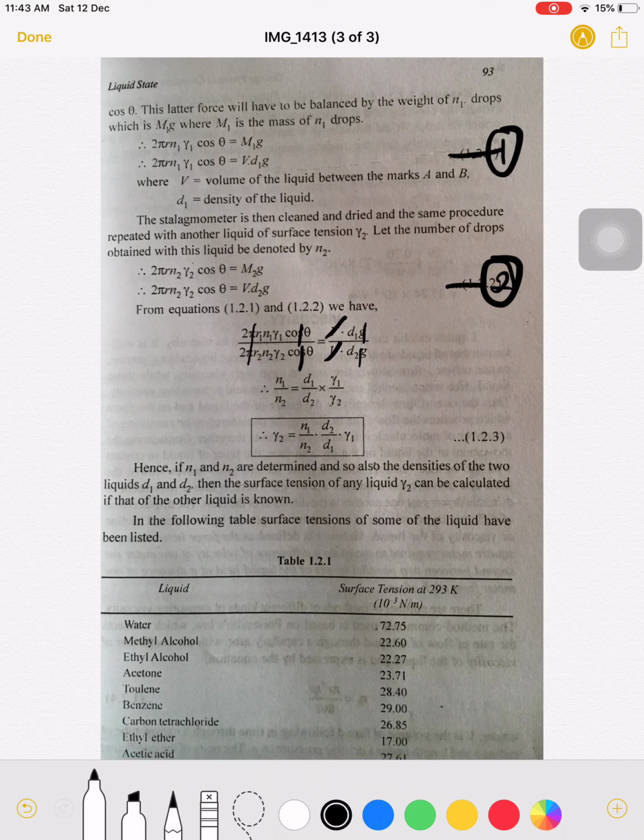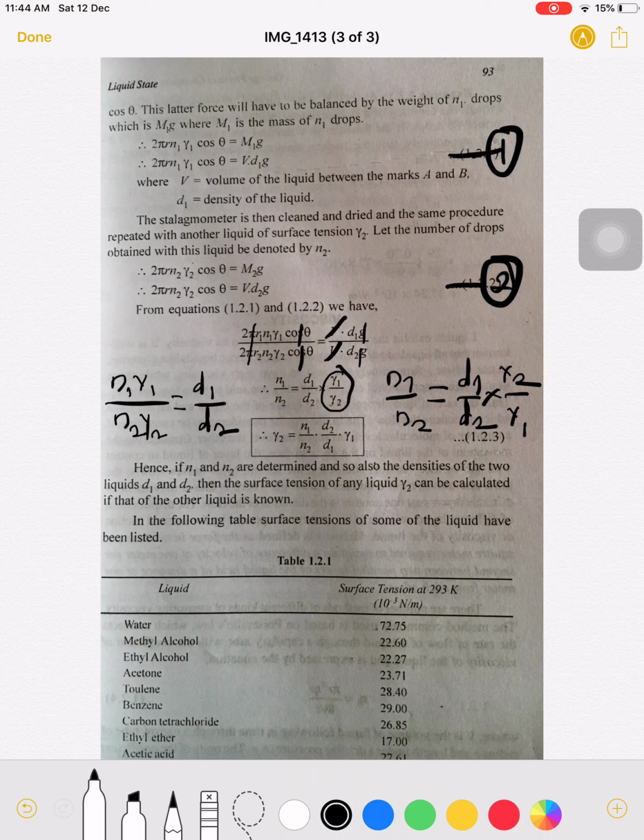n1 y1 divided by n2 y2 is equal to d1 by d2, and this is written as n1 by n2 is equal to d1 by d2 multiplied by y2 upon y1. So in the book you should make a small correction here: write y2 upon y1 instead of y1 upon y2. Then y2 is equal to n1 upon n2 multiplied by d2 by d1, since d2 comes to the upper side, and y1 comes from the left hand side, therefore y2 is equal to n1 by n2 into d2 by d1 into y1. So this equation is correct here.